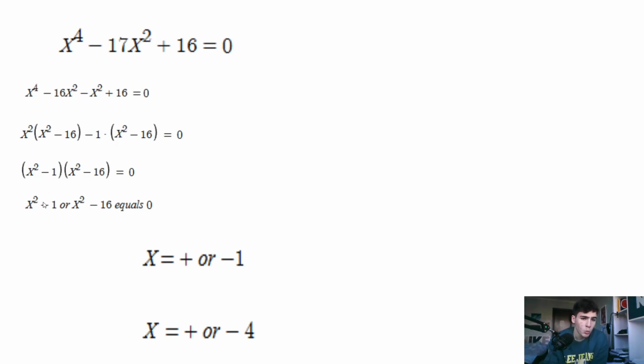x squared minus 1 is equal to 0, or x squared minus 16 is equal to 0, and then we can logically say that x equals plus or minus 1 or plus or minus 4. But we're not going to be talking about this type of solution, and I'm going to be talking about a different and easier to understand solution. Well, this is easier in its own way, but I think it's better to learn two types of solutions than one type of solution, in my opinion.